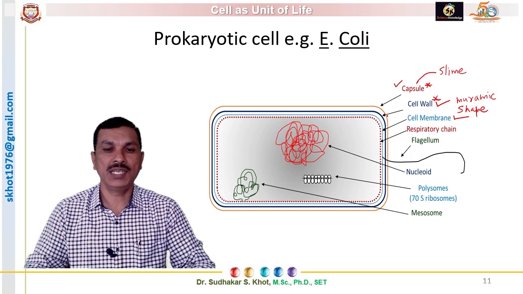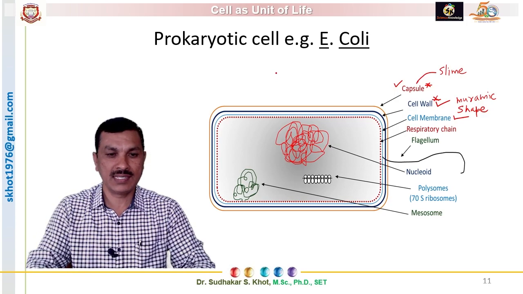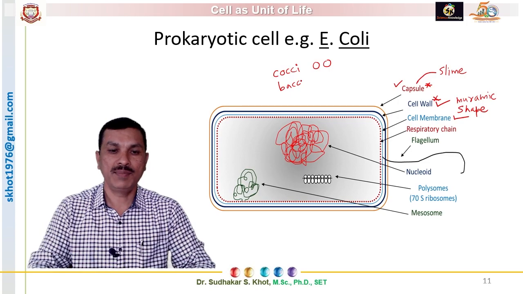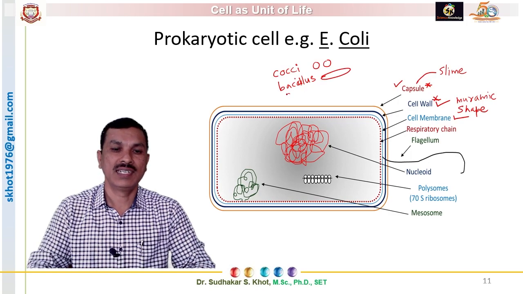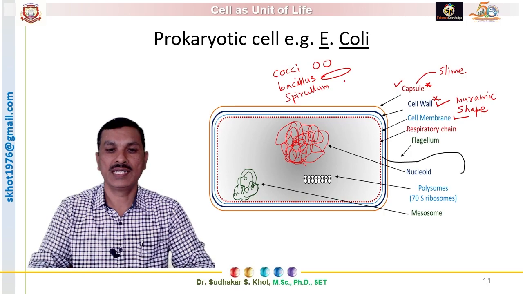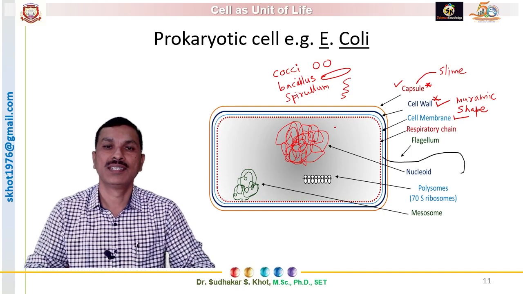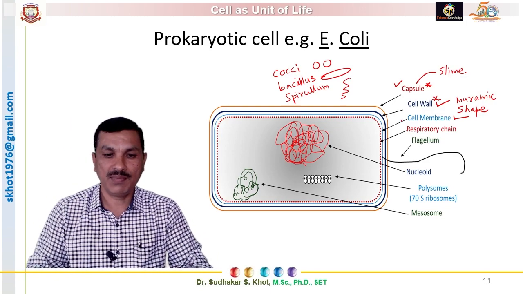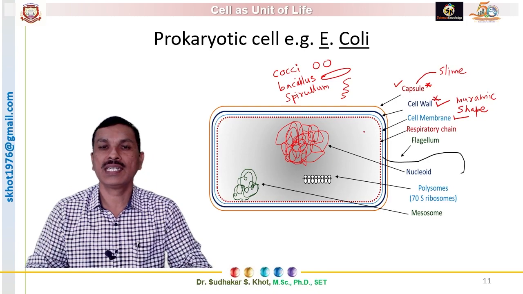So depending on the shape, we have three types of prokaryotic cells. In bacteria, we have cocci, which means they appear spherical. Then bacillus, which we have shown in this figure, where the cells are rod shaped. And the third type is called spirillum, where the cells appear spring-like. So these three shapes are given by the structure of the cell wall.